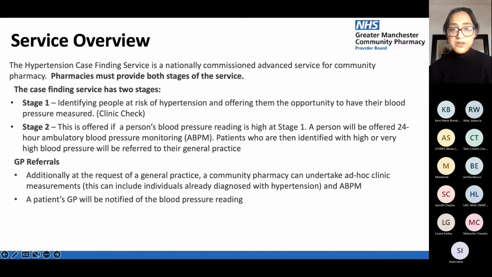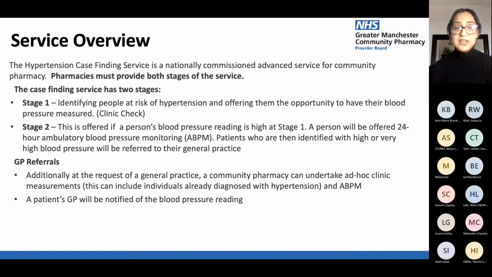So in terms of the service overview, the hypertension case finding service is a nationally commissioned advanced service for community pharmacy, and pharmacies must provide both stages of the service. And I'm going to stop there and emphasize that point. We have had a look at the initial data, and it does appear that the clinic checks are of a higher level at the moment, but it is critical that we provide both stages of the service. So in stage 1, this will involve identifying people at risk of hypertension and offering them the opportunity to have their blood pressure measured, i.e.